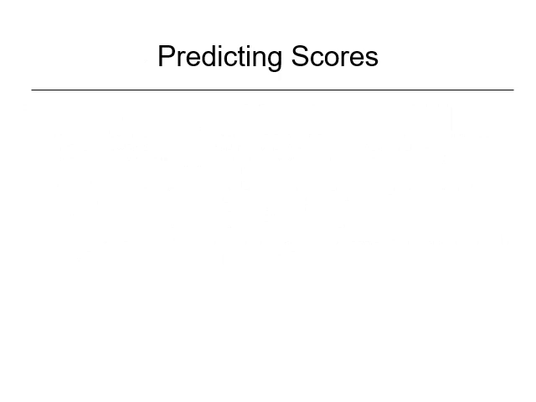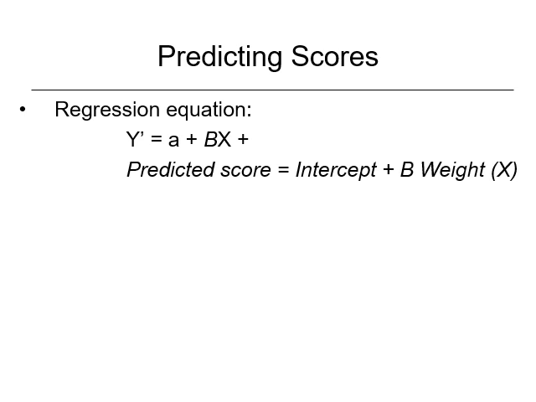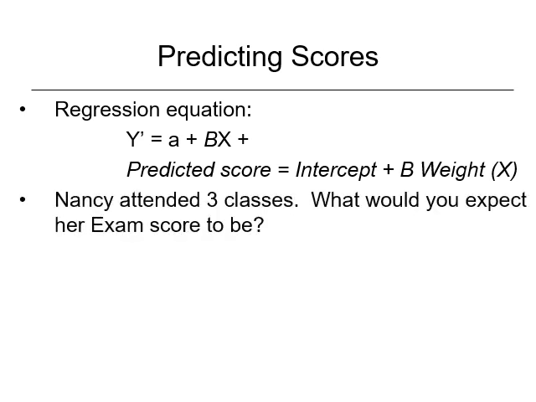So again, just walking through prediction scores one more time. Once we have that regression equation, we can simply figure out what our actual predicted score is. So if Nancy attended 3 classes, what would we expect her exam score to be? We again have our a, which in this case is 62.507. We have our B weight, which in this case is 3.842. And we have our number of classes attended, in this case 3. We'd simply do that mathematics.